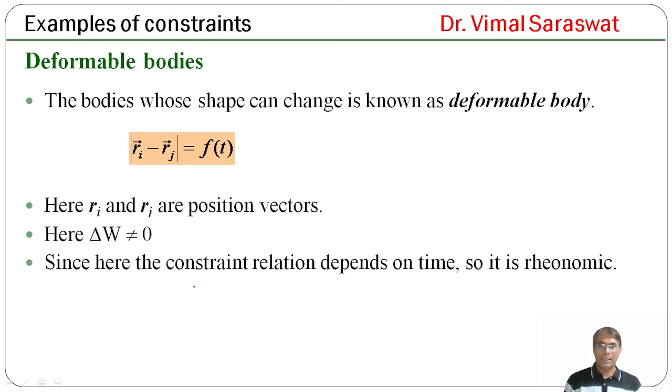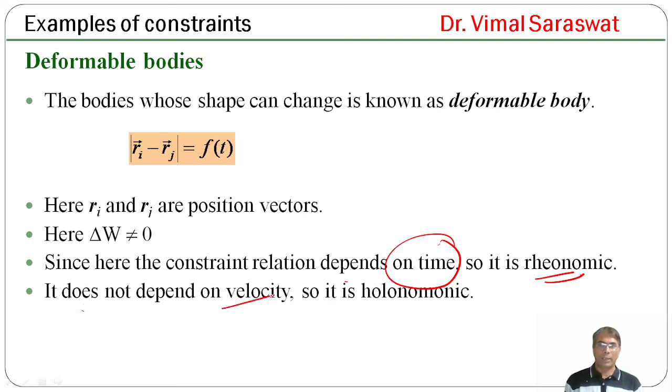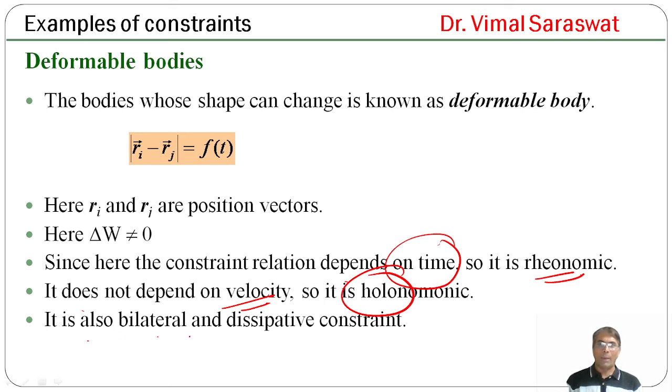Since the constraint relation depends on time, it is rheonomic. It does not depend on velocity, so it is holonomic. It is also bilateral because it is in terms of an equation, and dissipative because the work done by the constraint force is not 0. So this constraint is rheonomic, holonomic, bilateral and dissipative.